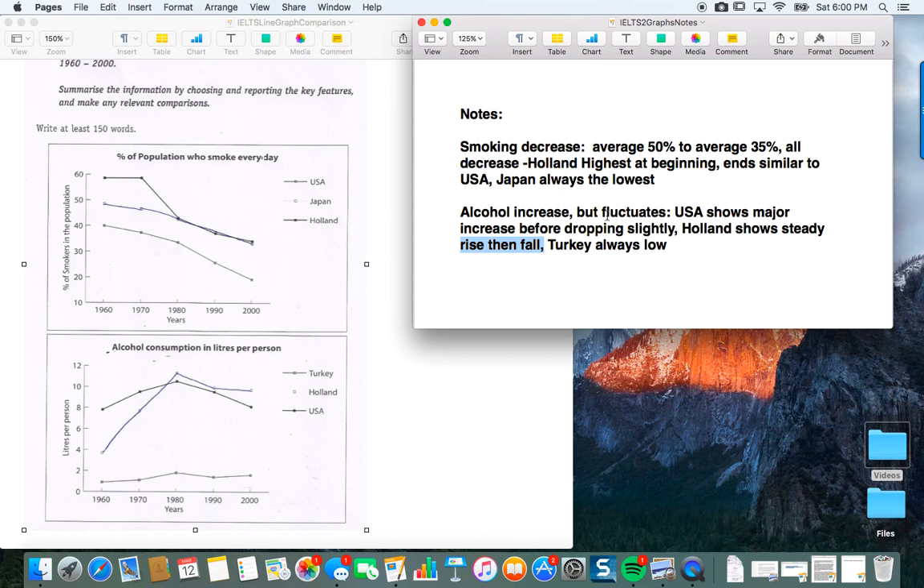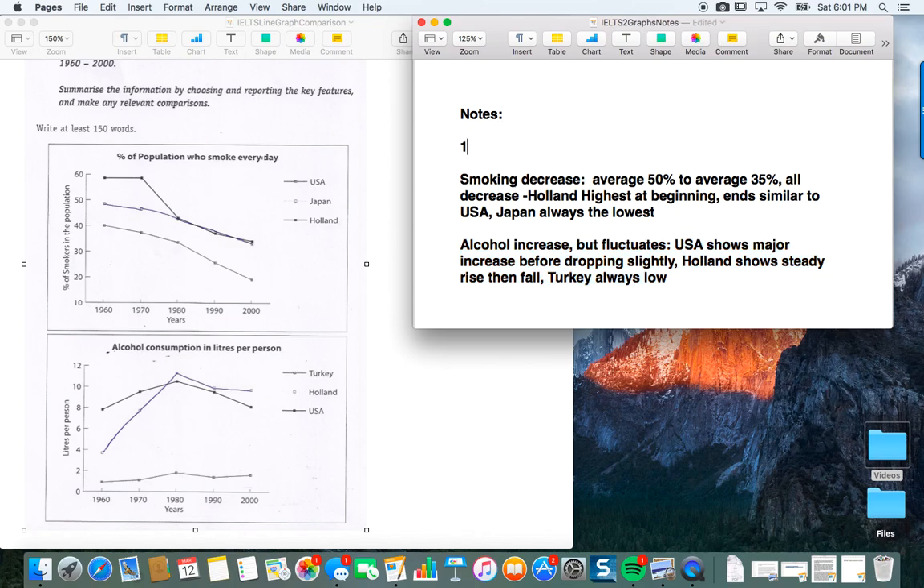Now, why don't we just think of it this way for our paragraphs? We'll have one paragraph to talk about smoking, one paragraph to talk about the alcohol. Maybe we'll just have the first paragraph talk about the difference, okay? So that's the overall. We'll talk about that as we look at the example.